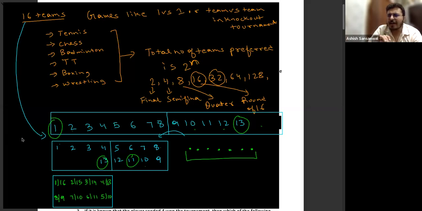I think now you are relatively comfortable with the concept of seeding. I've given you a smaller example. Obviously, the given example is bigger, but I guess you are relatively comfortable. Seeding is technically ranking of teams. Exactly. Ranking pre-decided before the tournament.